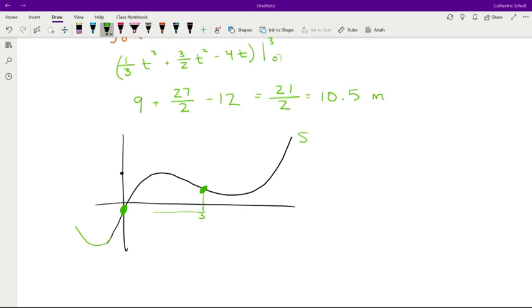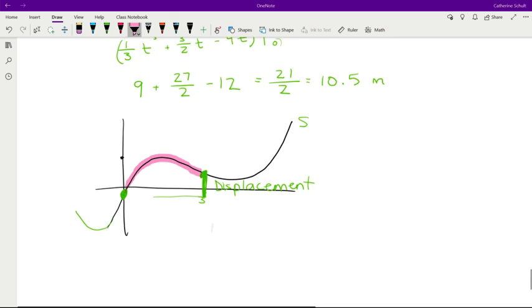The distance between the starting and the ending points, this is your displacement. And what we're going to find next is the total distance traveled. The distance traveled is the length of that curve. And we know that the length of that curve is going to be really difficult. But luckily, distance traveled is the area of the velocity.